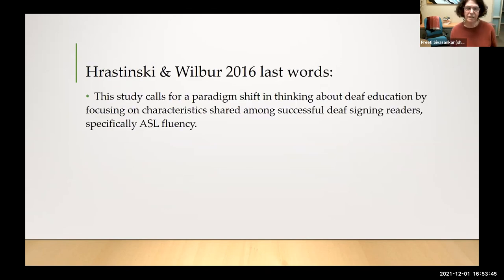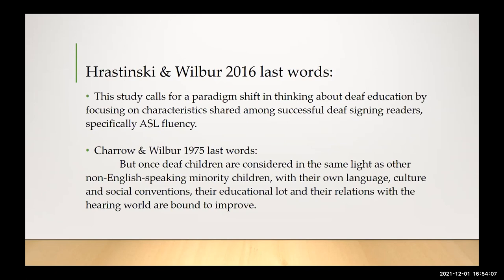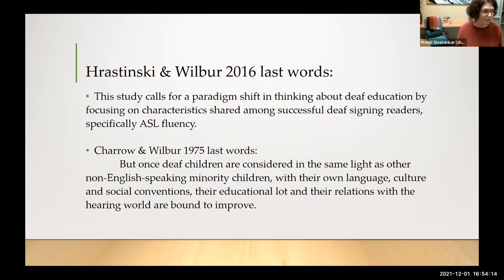We concluded that study by saying this study calls for a paradigm shift in thinking about deaf education by focusing on characteristics shared among successful deaf signing readers, specifically ASL fluency. And if you compare that to what we said in 1975, once deaf children are considered in the same light as other non-English speaking minority children, their education a lot and their relations with the hearing world are bound to improve. You can see that we haven't really said terribly much more now than we had already said then.